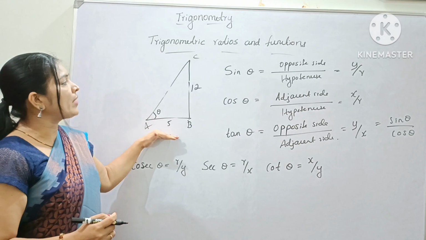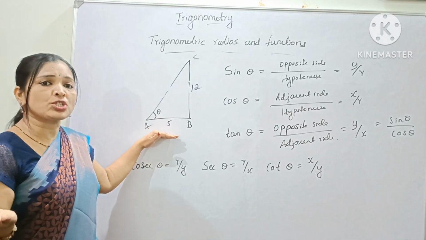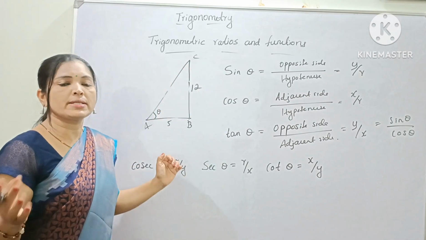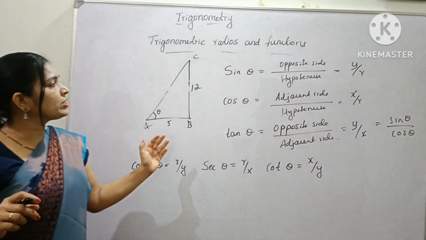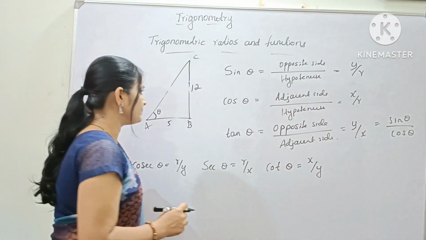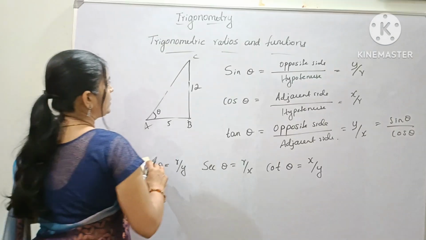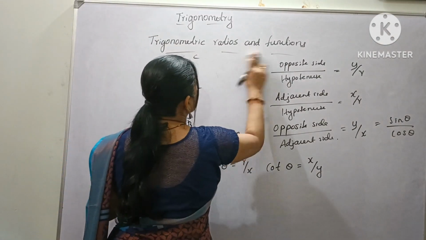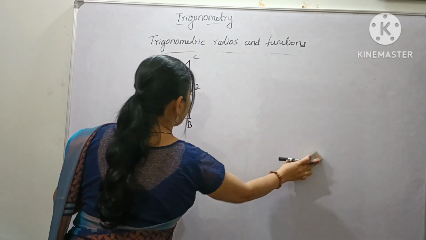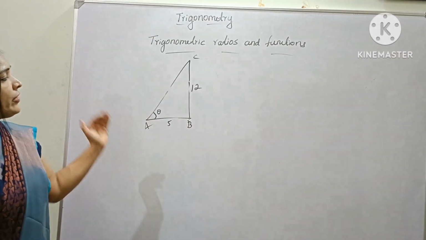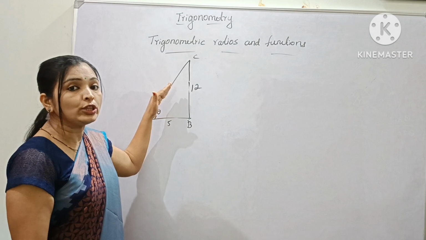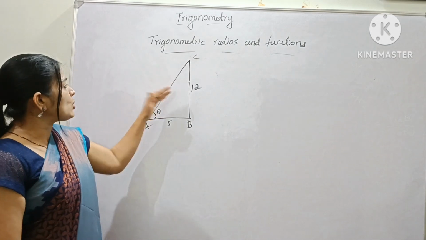Sometimes we are asked to find all the values of the 6 trigonometric ratios. So how to find them? Let us see. Before finding the values of the 6 trigonometric ratios, we have to find the length of the hypotenuse. So how to find it?